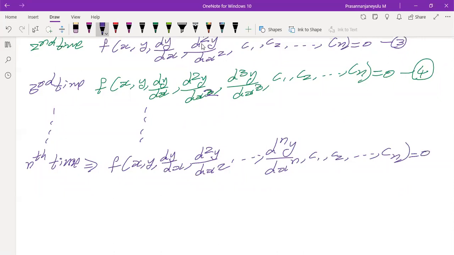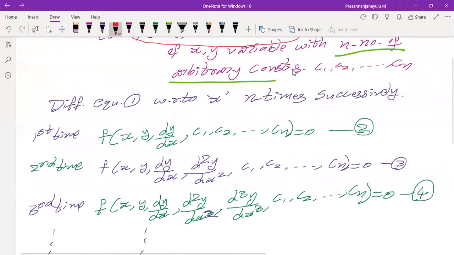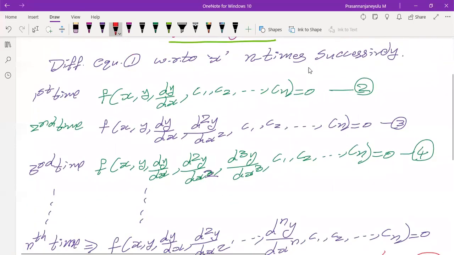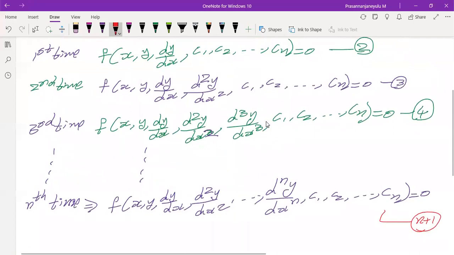What is the equation number? N plus 1. So in total, how many equations did we get? The first given equation is equation number 1, one time differentiation gave equation 2, second time differentiation gave equation 3, third time differentiation gave equation number 4, and the nth time differentiation gave the n plus 1th equation.